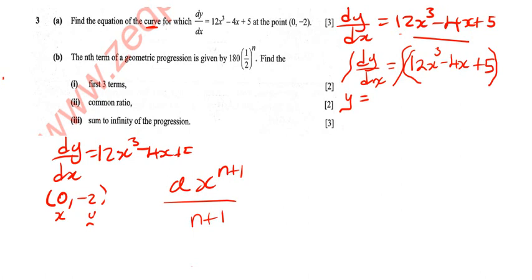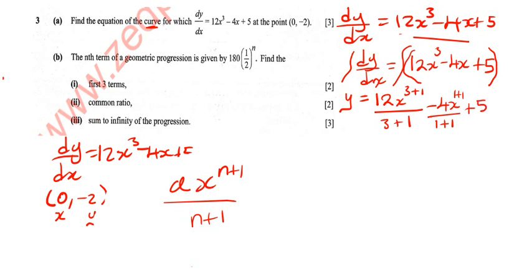So you say the integral of 12x to the power 3 is 12x to the power 3 plus 1, because here it is saying n plus 1, and then we divide by n plus 1, so over n plus 1, and n is what? A 3. Minus 4x to the power 1 plus 1 over 1 plus 1, plus 5.